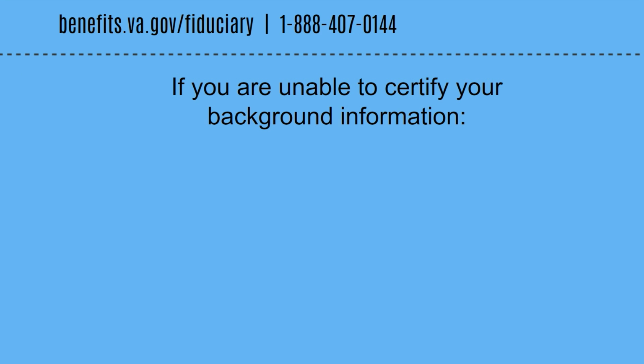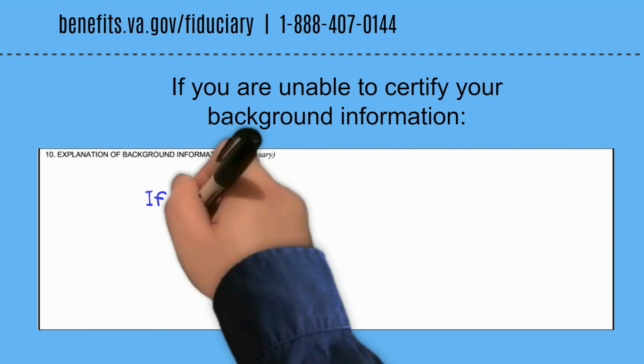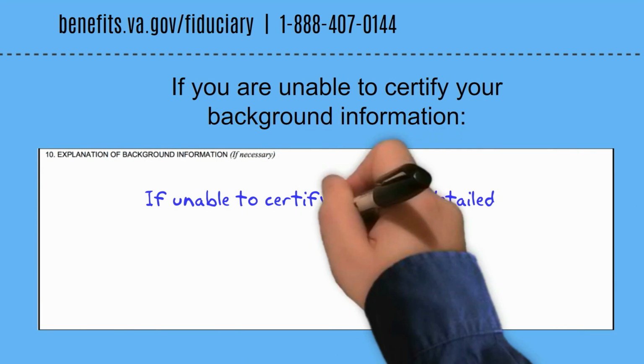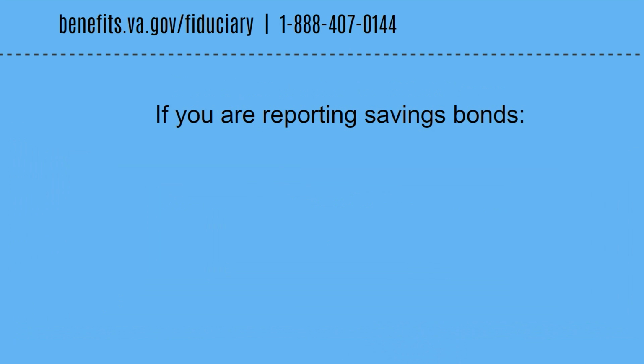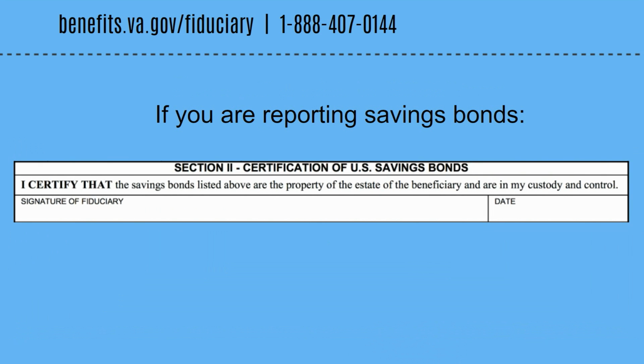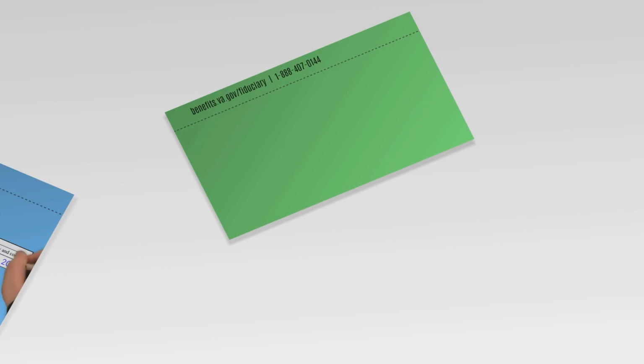If you are unable to certify one or more boxes in the background information block, please provide a detailed explanation in block 10, the explanation of background information block. If you are reporting any savings bonds, please certify that they are the property of the estate of the beneficiary and in your custody and control by signing and dating the bottom of page 2.